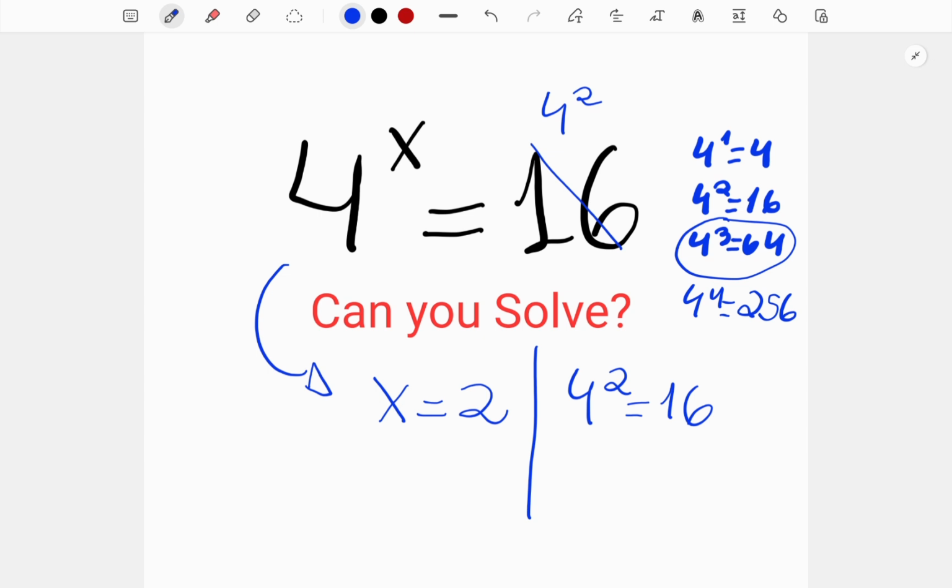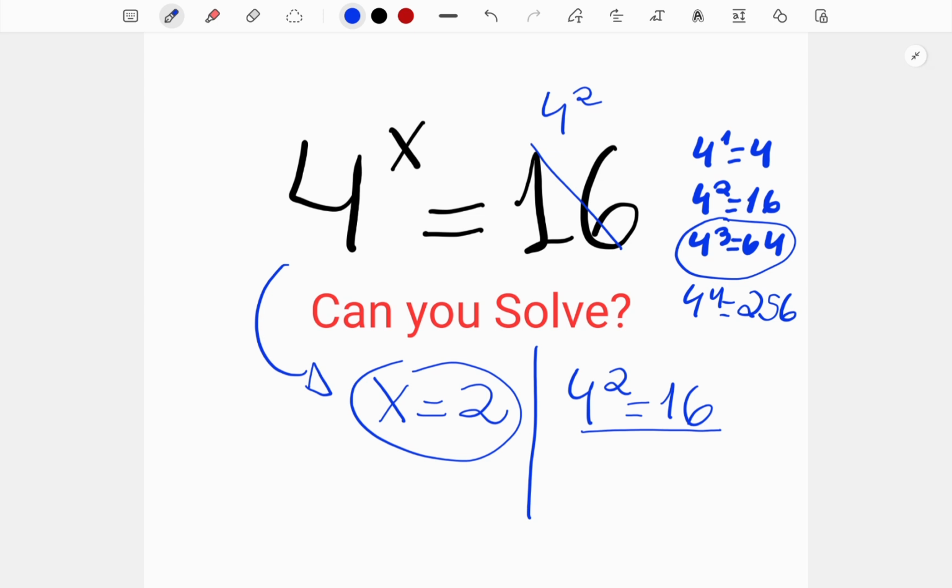To recap, we started with the equation 4 to the power of x equals 16. We observed that 16 can be written as 4 to the power of 2. We substituted 16 with 4 to the power of 2 in the original equation, obtaining 4 to the power of x equals 4 to the power of 2. With the same bases, we set the exponents equal, resulting in x equals 2. We verified the solution and confirmed that 4 to the power of 2 is indeed 16.